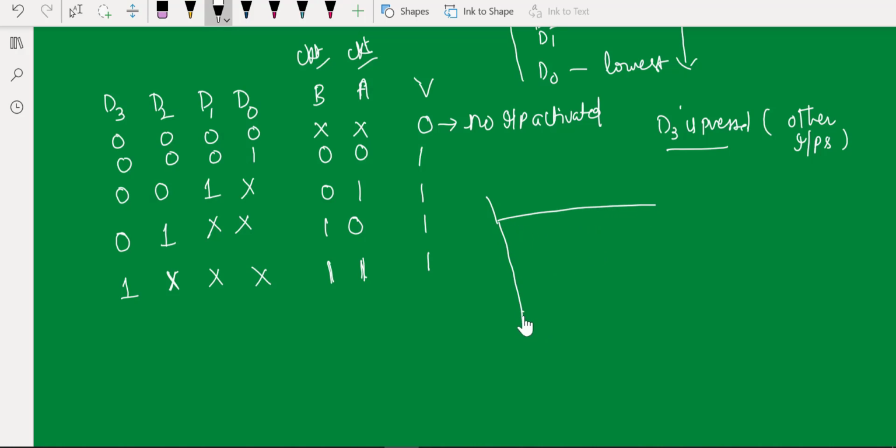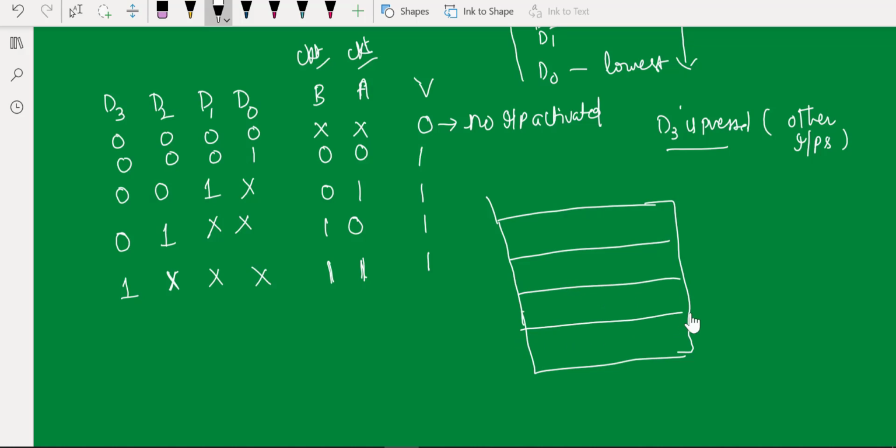One for A, one for B. First we'll start with B. So please listen carefully. There is an important point in filling the K map here, because when you want to form the K map, you have to consider all possible combinations.